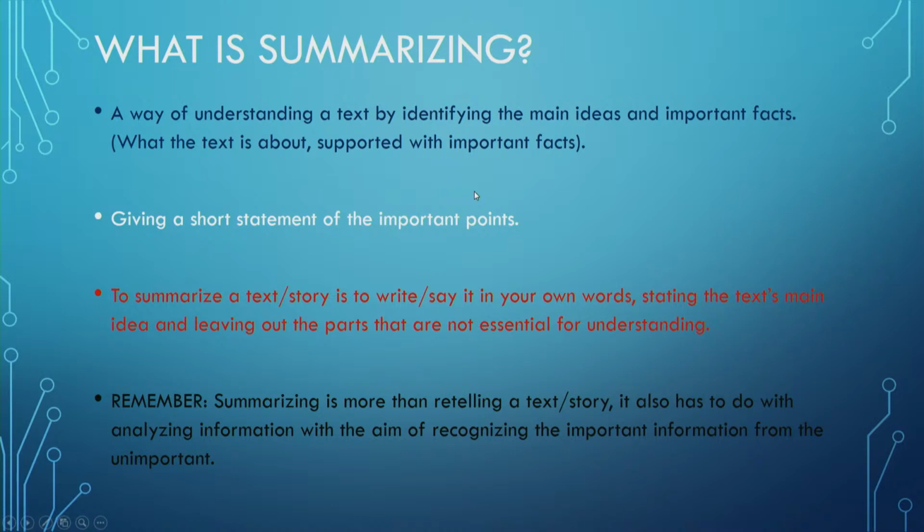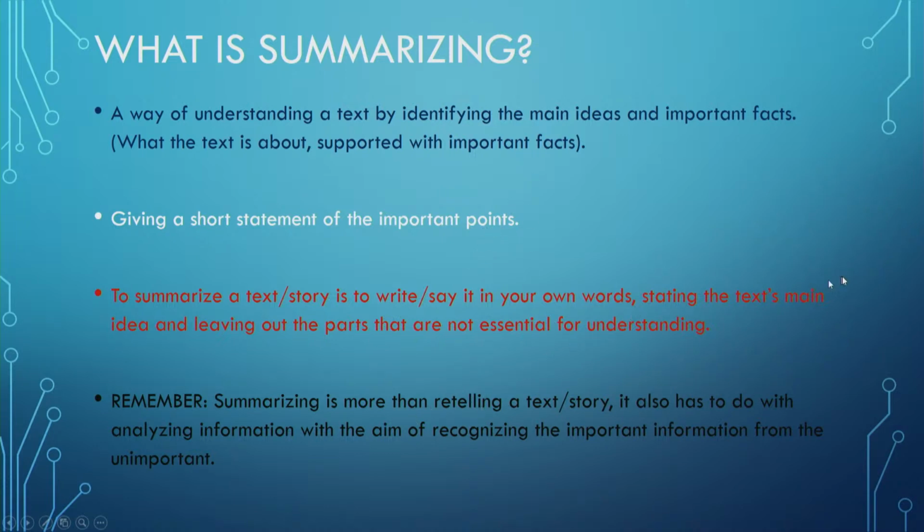All right, then the third one says that to summarize a text or a story is to write or say it in your own words, stating the text's main idea and leaving out the parts that are not essential for understanding. So here we have what? Main idea. Also main idea here. Main idea. You write in your own words, which is also crucial. Stating the important, essential points or facts.